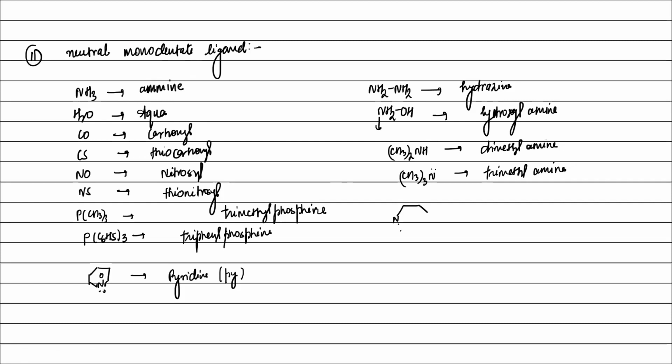Another common example of a neutral monodentate ligand is this. Only one nitrogen attaches to the metal during bonding. This is called pyrazine. In short, it is written as pz. These are the common examples of neutral monodentate ligands, right?